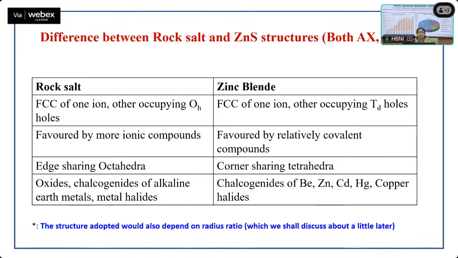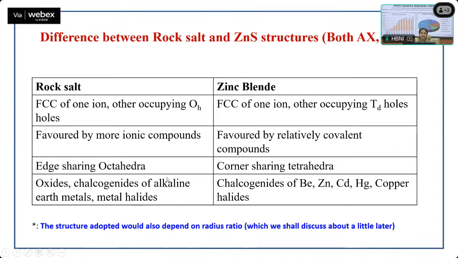And why is it so? That also we'll talk about in the next lecture. When you have ionic compounds, they tend to have as many oppositely charged neighboring atoms as possible, because that increases the electrostatic attraction and provides more stability. So if you remember, the coordination number in rock salt was 6. The coordination number of zinc blende is 4. And of course, in terms of space filling polyhedra, rock salt is edge sharing octahedra, while zinc blende is corner sharing tetrahedra.